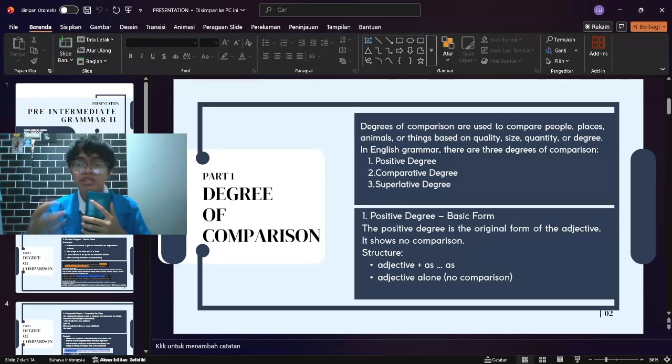So, the positive degree basically doesn't actually compare something to something. For example, it uses as. For example, I'm not as smart as my father. That's my example. So the structure usually uses as plus an adjective plus as, just like my example before. Or there is just an adjective alone, no comparison. So it's not comparing at all.